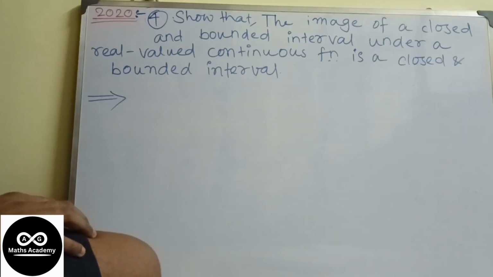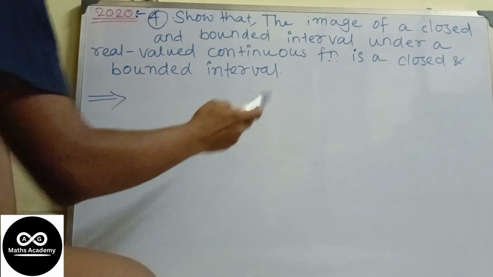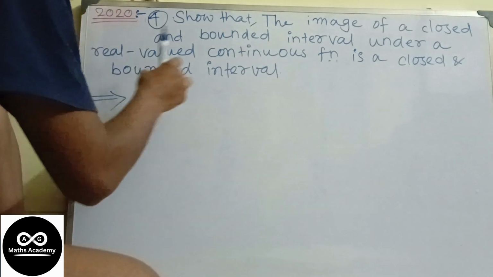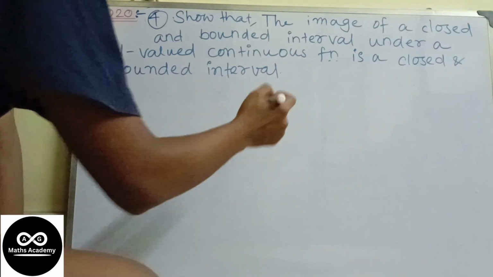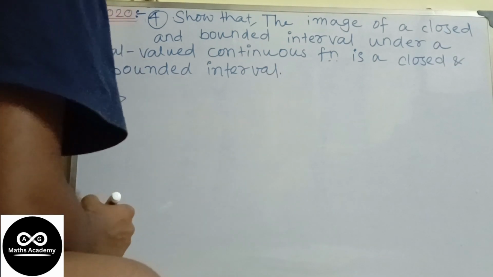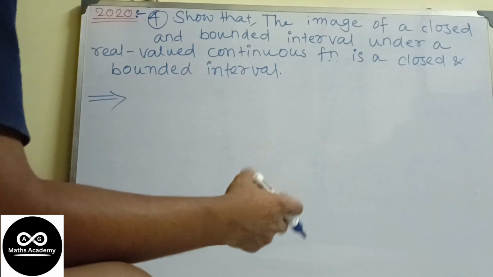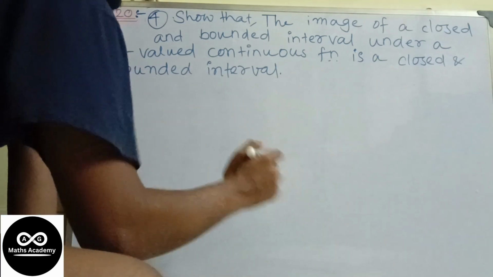Question number 4: the image of a closed and bounded interval under a real valued continuous function is a closed and bounded interval. Okay, so what is an image set, or what is the image of a function? Let me tell that first.